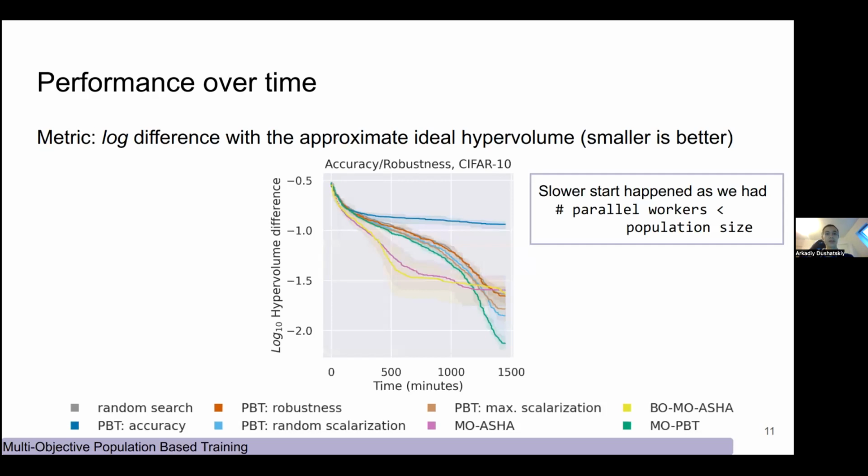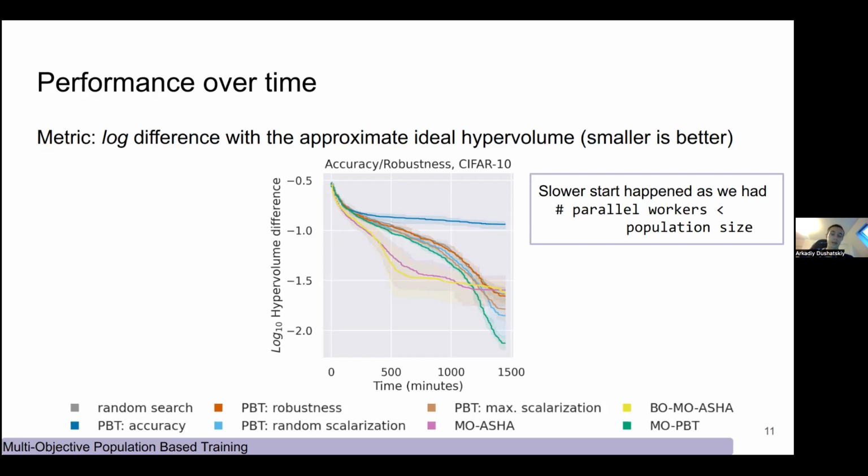So a different example on a different data set. Here we have CIFAR10 and the accuracy versus adversarial robustness optimization task. And here at the end of our search, MO-PBT is also the best performing algorithm. However, we might notice that in the beginning, actually up to 1000 minutes of search, MO-PBT is lagging behind MO-ASHA and BO MO-ASHA.